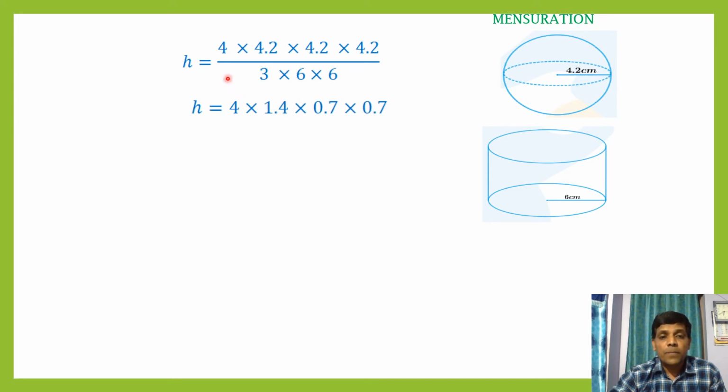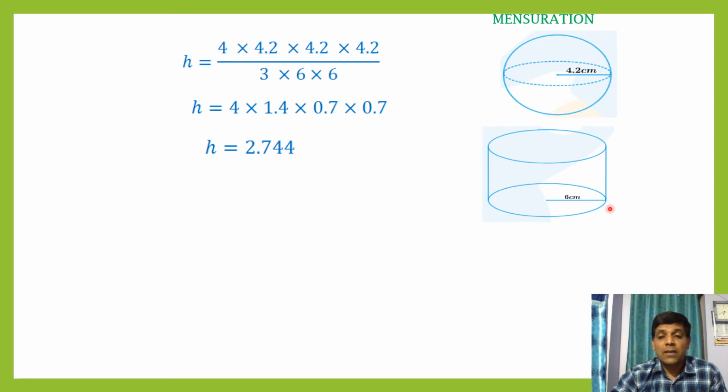h = 4 × 1.4 × 0.7 × 0.7. What is the remaining value? 4 into 1.4 into 0.7 into 0.7. Next step, 4 into 1.4 into 0.7 into 0.7, we get 2.744 approximately. Here h represents the height of the cylinder.